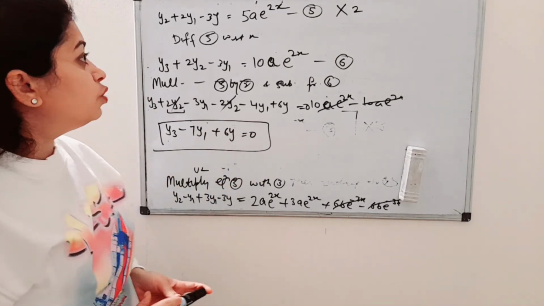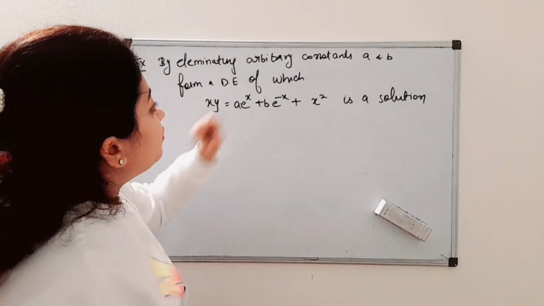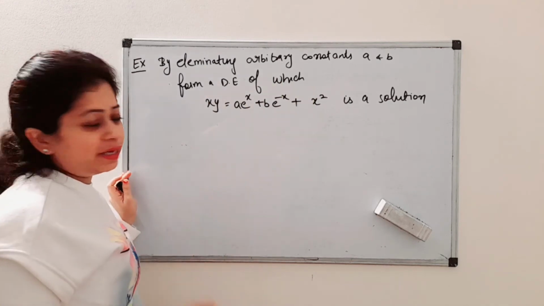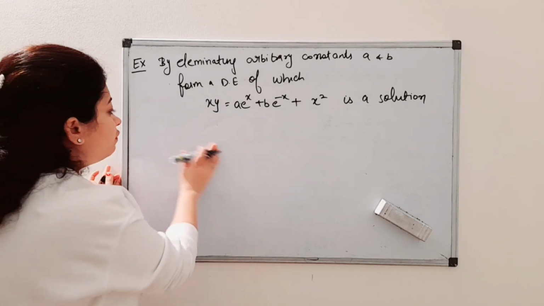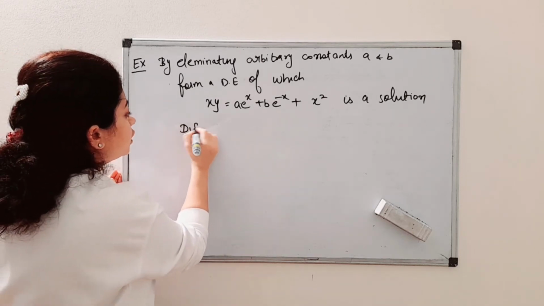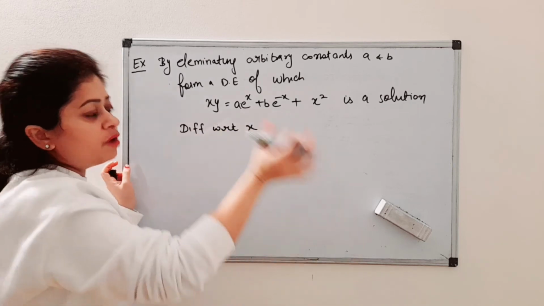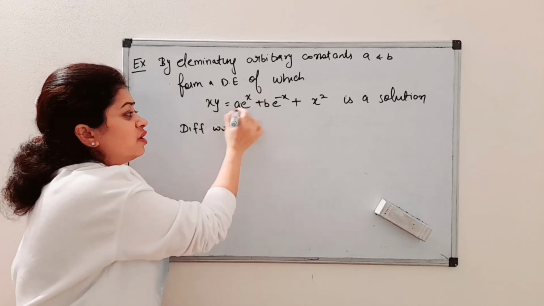And now come to the next example. We have this example. By eliminating arbitrary constants a and b, you need to eliminate a and b. We have this family of curves. And now what we will do? Differentiate with respect to x. Because whenever we need to form a differential equation with a family of curves, how many arbitrary constants do we have?